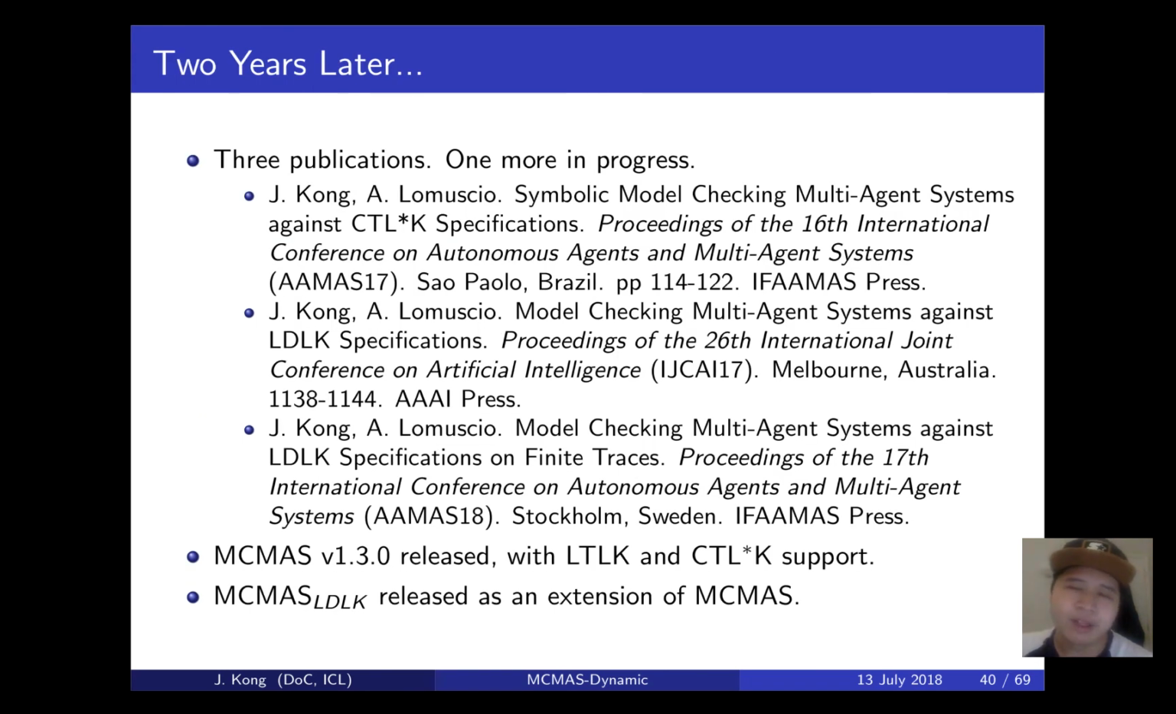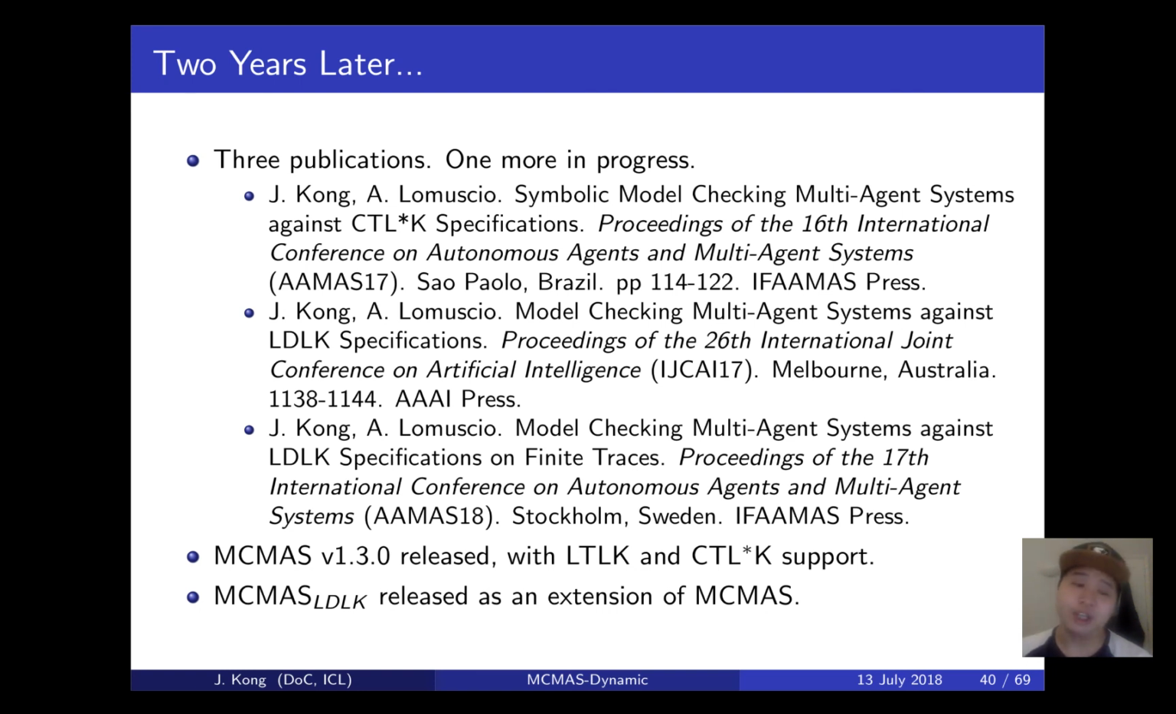Finally, this talk was given about 2 years ago, but I'm pleased to report that since then, there has been additional progress made. So my supervisor and I have released 3 publications that are based on the work done in this thesis. 2 of these were presented at AMAS, and 1 was subsequently presented at IJCAI. And there's 1 more that's in progress as well.